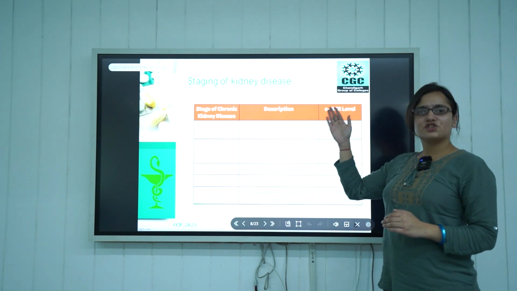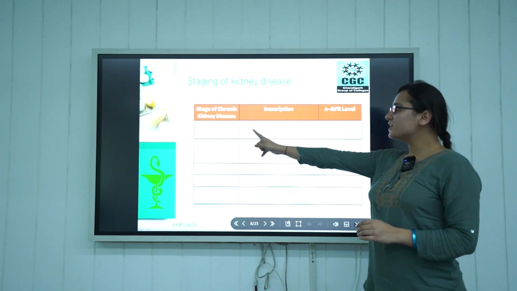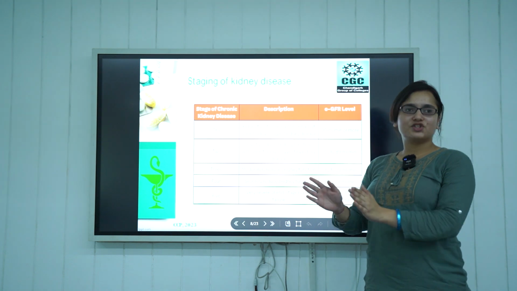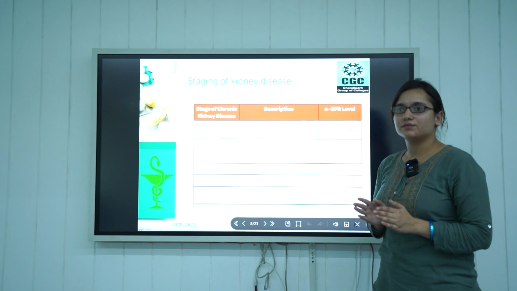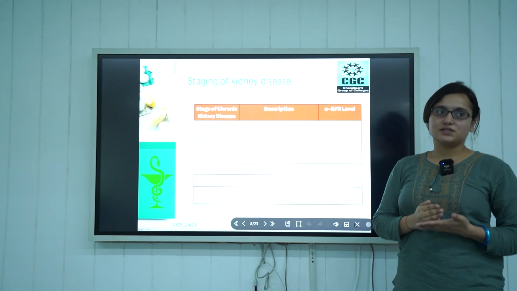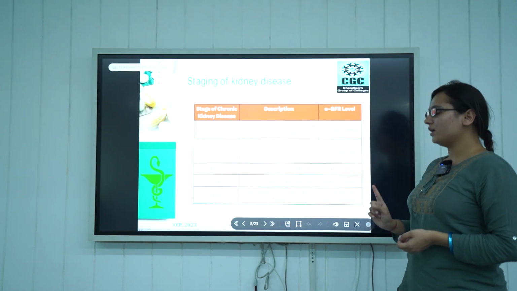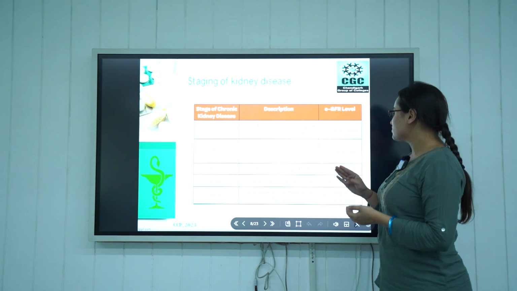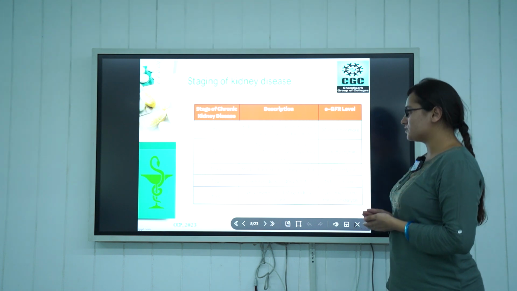Okay, so the introduction part is completed, right? Now we will come to the staging part. First stage is normal kidney disease, right? If there is normal kidney functioning, then the GFR will be 90 to 120 ml per minute, okay? And in case of the second stage, that is the incompensated stage, the GFR will be 60 to 89 ml per minute, okay? Normal and incompensated. Third stage is the exothermic stage. In the exothermic stage, the GFR will be 30 to 59 ml per minute, right?